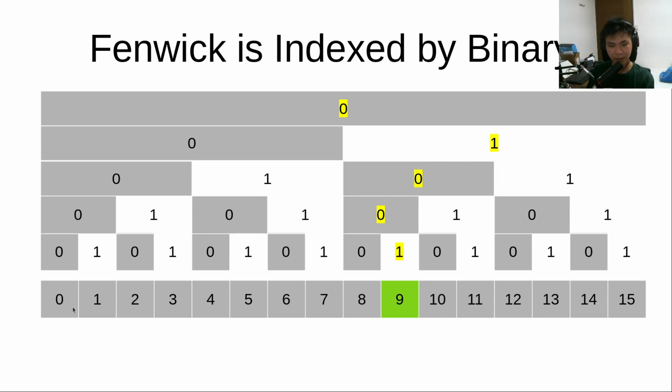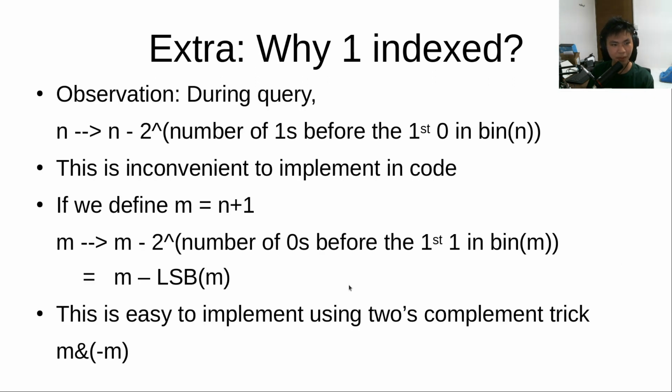There's one more question, a bit of an extra part: why is it 0 indexed when I mentioned first that there's 1 index? It's actually due to ease of implementation. One can observe that when we want to traverse up the Fenwick tree, we calculate the number of ones before the first 0 in the binary representation of the index. But this is inconvenient code to implement. Instead, if we just add 1 to the indices, we can make use of the 2's complement trick to get the least significant bit of a number.